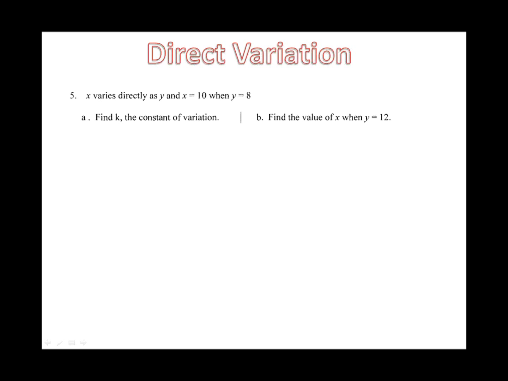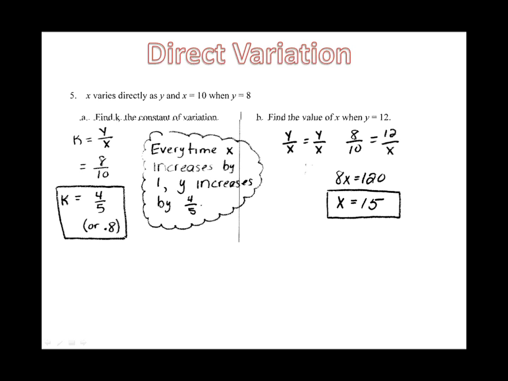In this example, they wanted us to find the constant of variation. Because it varies directly, we knew it was a line, and so we know that the constant of variation is really the slope, Y over X. I plug the numbers in, and I see that the constant of variation is 4 over 5.